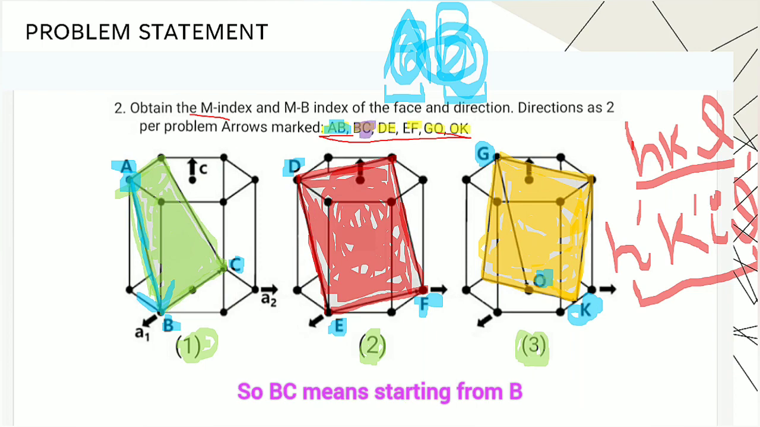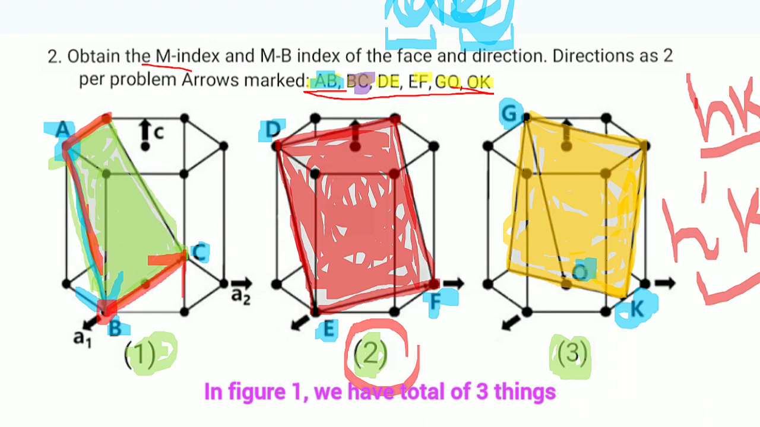And now let's draw the next direction, which is BC. So BC means starting from B and ending at C. So starting at B, this is my B point and this is C point, and yes, this is the direction from B to C. In figure 1 we have a total of 3 things that we need to calculate. In figure 2 there are a total of 3 also, and in figure 3 there are a total of 3 also.